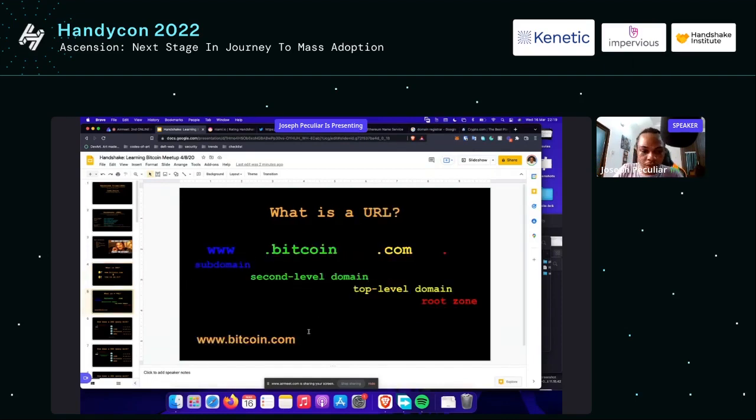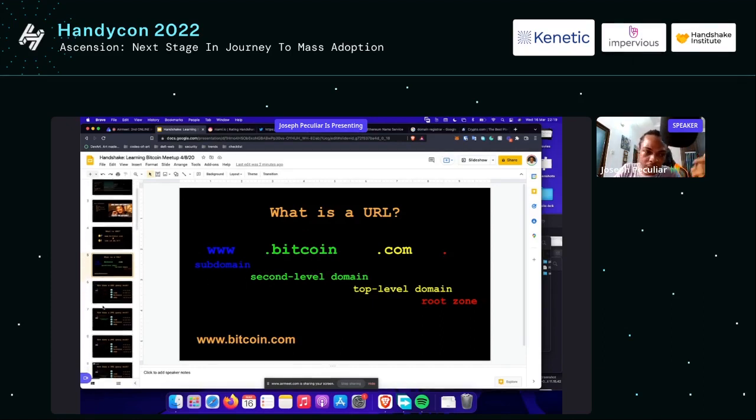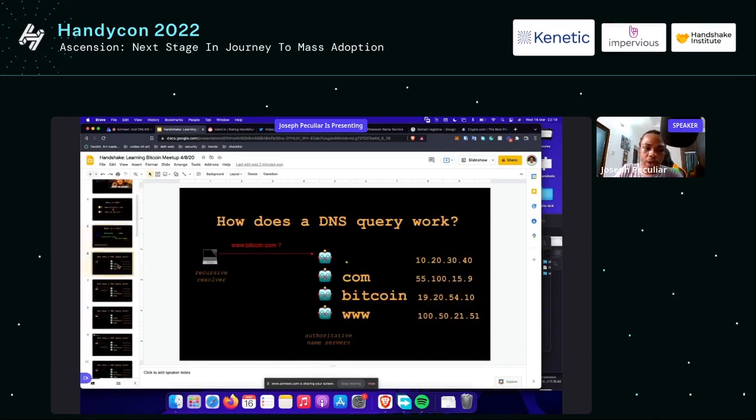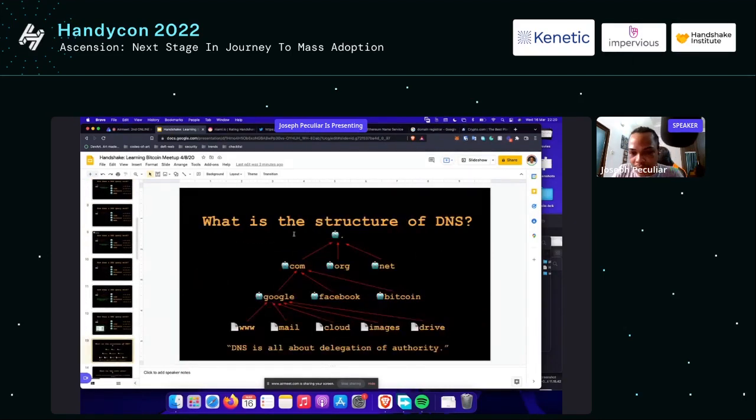A URL such as bitcoin.com is broken down into parts. You have your root zone, your top level domain, your second level domain, and so forth. When you're trying to browse a website, it first asks the root zone, which then asks .com, then asks Bitcoin, which then asks www. With that example, you can see DNS is more of a tree-like structure in which the root zone is at the top.